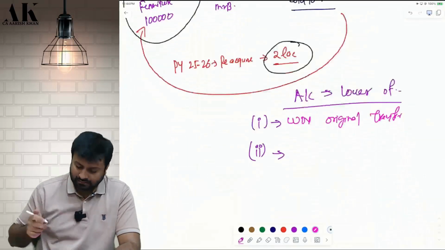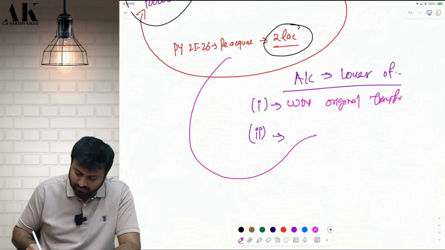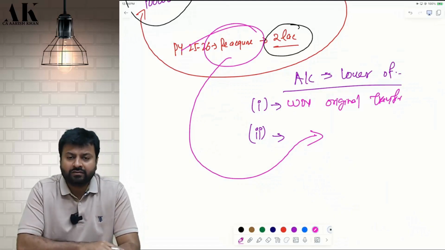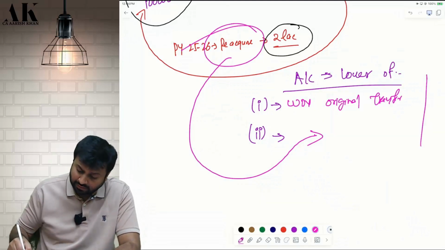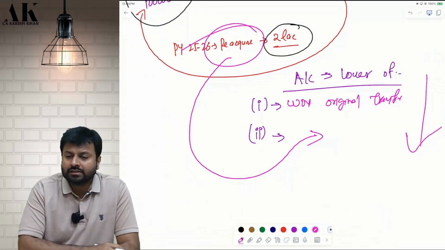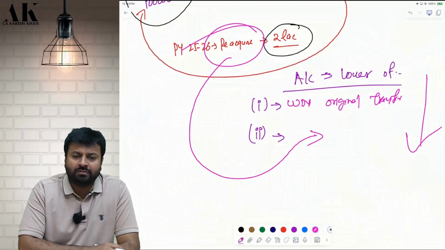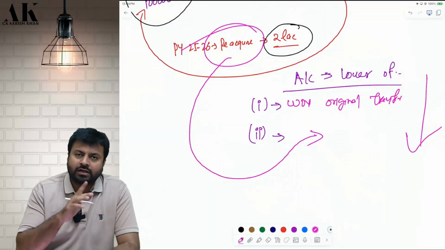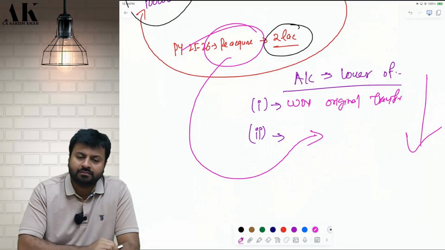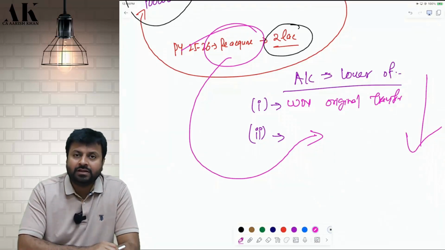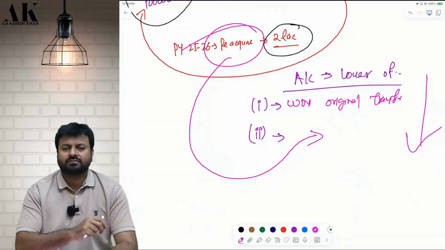Compare that with the reacquisition price. Whichever is lower will be considered your actual cost. Are you clear? So the WDV at the time of original transfer, original transfer meaning when you transferred for the first time. Whatever was the WDV at that time, compare it with the reacquisition price, and whichever is lower will be considered your actual cost. Is it clear to all of you? Please tell me, please, fast.